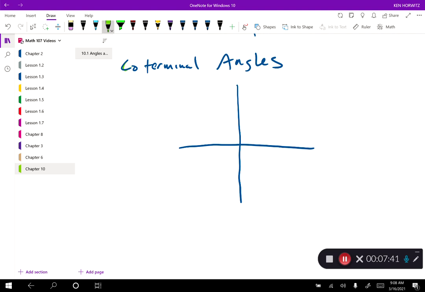I'm going to draw two angles. So I'm going to draw one here. There's the initial side, and there's the terminal side, and this is 30 degrees. Or I could have this angle, which is 210 degrees. Notice that they have the same initial and terminal sides. So if they have the same initial and terminal sides, they are coterminal.